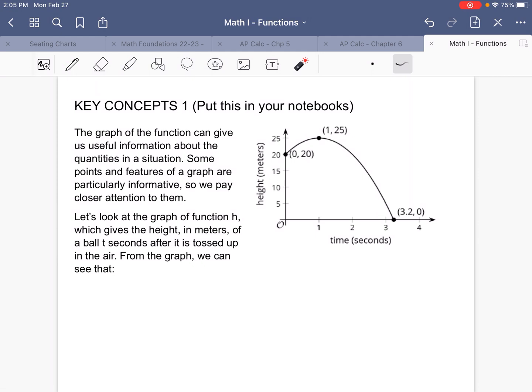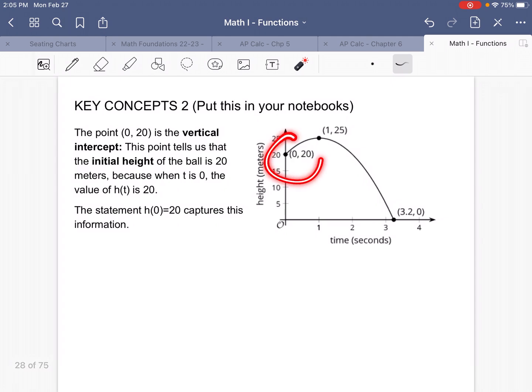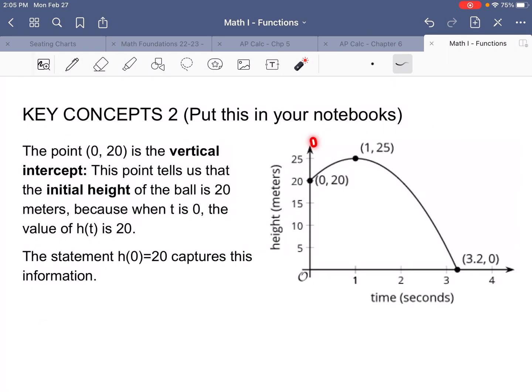Some points and key features of a graph are particularly informative. So first of all, our vertical intercept. That is where it crosses the vertical axis or the y-axis. In this case, it's the h or the height axis. And what this tells us is that at some time, 0, when t is 0, the height of the object was 20. They're talking about a ball. So this point, the vertical intercept, tells us that the initial height, the starting height of the ball, is 20 meters, because when t is 0, the value of h of t is 20. We could also say that h of 0 equals 20.